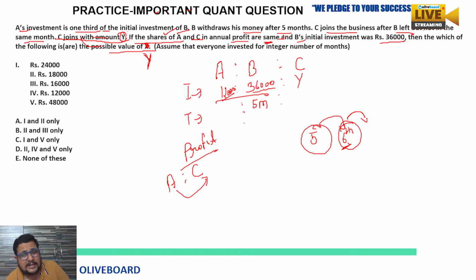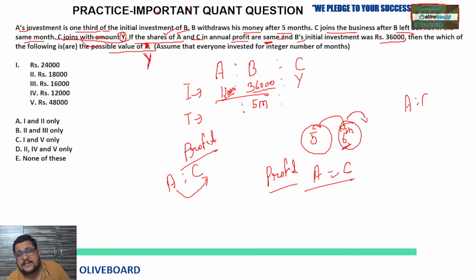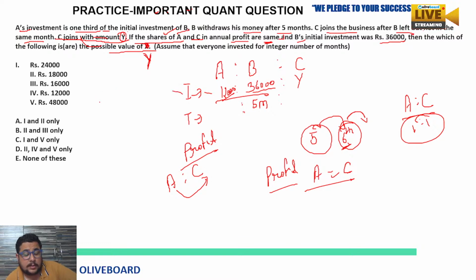Now how will you understand this first? What relation have they given? They have given us that the profit of A is equal to the profit of C. So if A's and C's profit is equal, then their ratio is going to be 1:1. And how will you calculate the ratio of profit? It is dependent on investment multiplied by time. So annual profit they are talking about, means A will invest for 12 months.